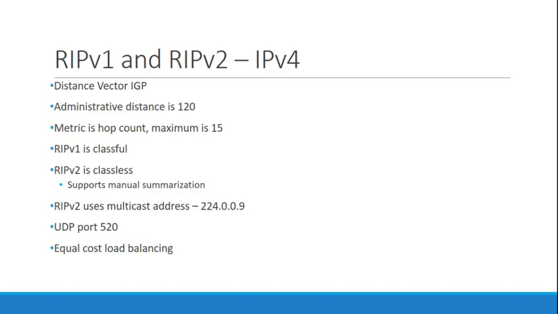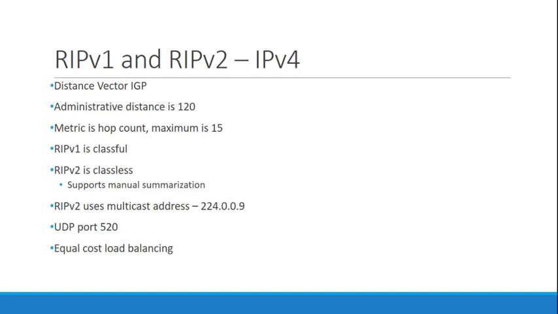RIP version 2 is classless, which means it will send subnet information along with its routing updates. So I can go ahead and do variable length subnet masking with it. So I can do my 10.1.1.1 IP address, and I can give it a 24-bit subnet mask, and now that network is 10.1.1.0. RIP version 2 can handle that. RIP version 2 automatically summarizes at classful boundaries, but you can disable auto summarization and then manually summarize it, which I'll show you, and we'll look at that.